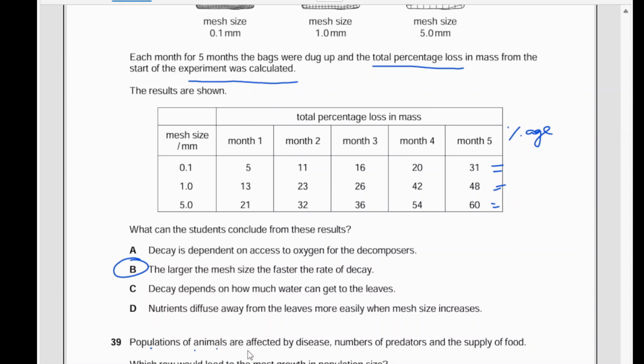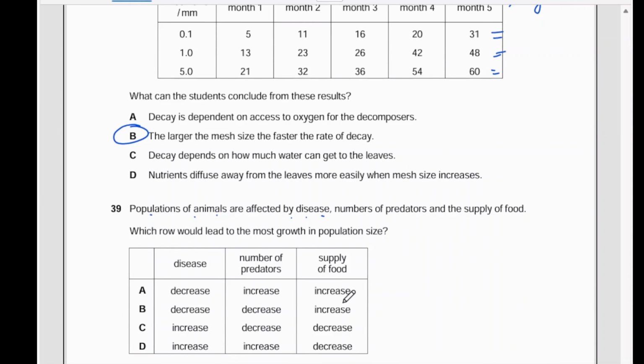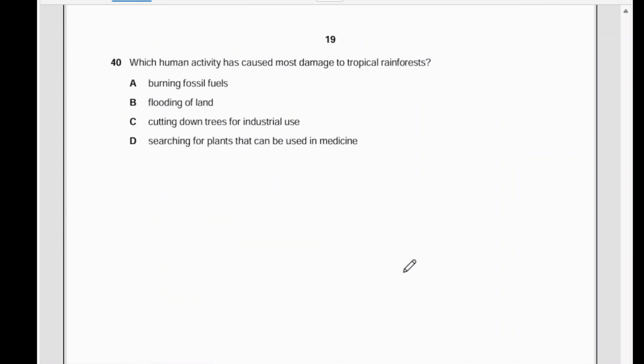Populations of animals are affected by diseases, the number of predators, and the supply of food. What row would lead to the most growth in population size? Disease decrease, predator decrease, so population size would increase. Okay, which human activity has caused the most damage to the tropical rainforest? Cutting, not reforestation. Correct. Okay, this is all for today's paper.